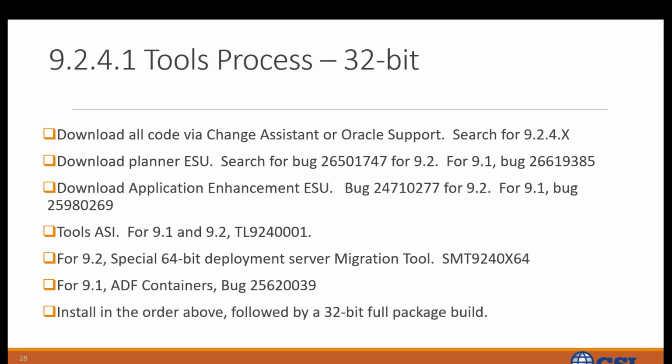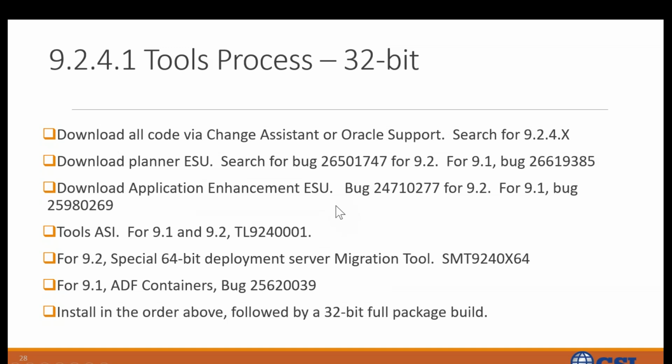So if you're planning to do 64-bit, you're going to need a 64-bit migration tool, SMT 9240X64. For 9.1, you also need this ADF containers fix, bug number 256200039. So basically install all of those in the above order, and then you'll need to do a full package build. Our practice in the lab has been that there have been a couple of issues that we had to troubleshoot. Not a big deal. Mostly everything just works after doing it. So that's the first step.